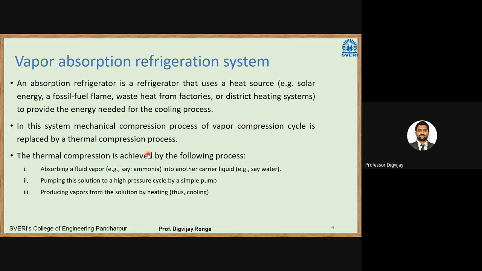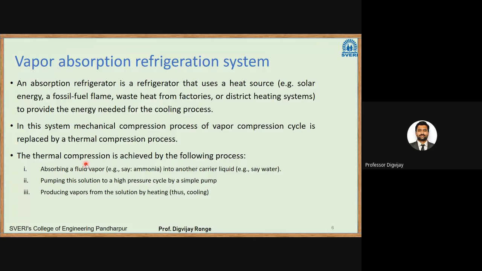So this was something about the VRS system. So what is happening in this case? Whatever compressor part is there, that compressor is replaced by an absorber, generator, and a pump. Okay. So we are reducing the energy dependency on electricity. In VCRS system, we have to depend a lot on local electricity. So in VRS, the objective is to minimize this dependency on electricity.